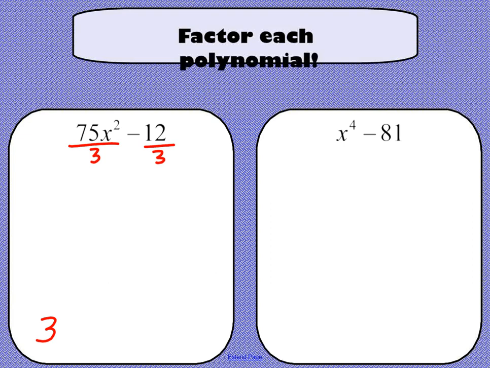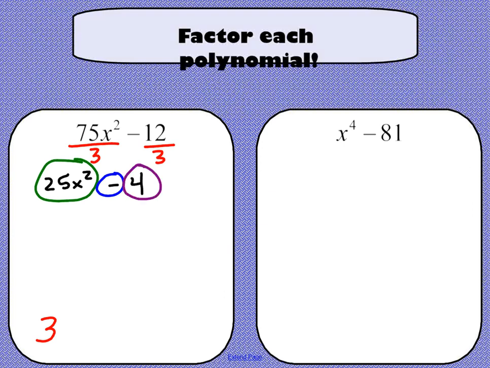So when I do that, I rewrite it. We have 25x squared minus 4. So that leaves us with two perfect squares. So 25x squared is actually a perfect square. We have a minus sign, and we have 4 is also a perfect square.